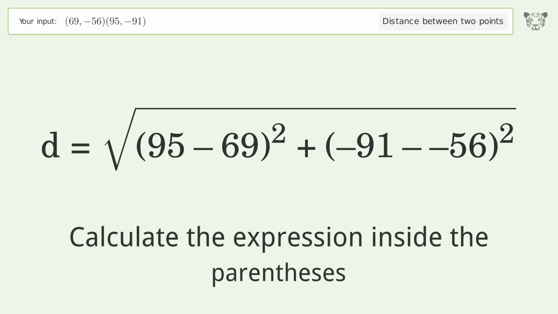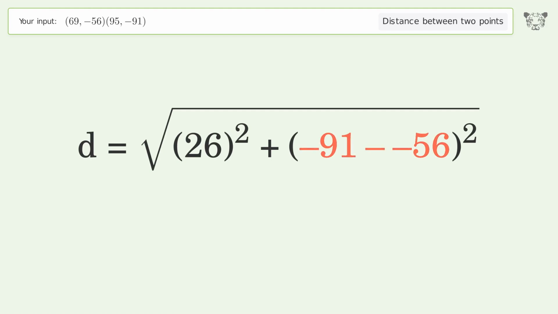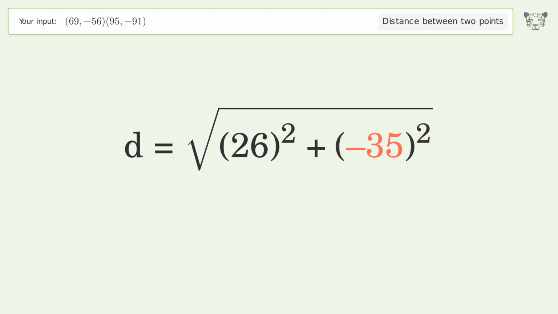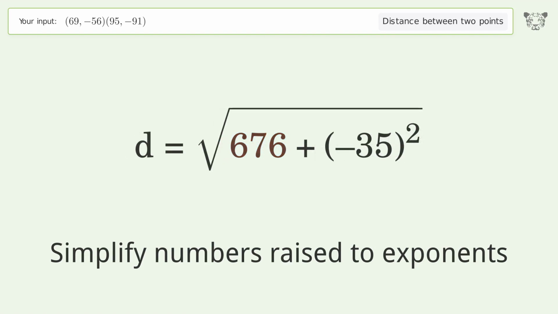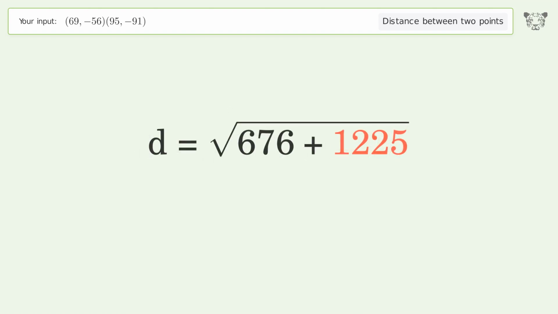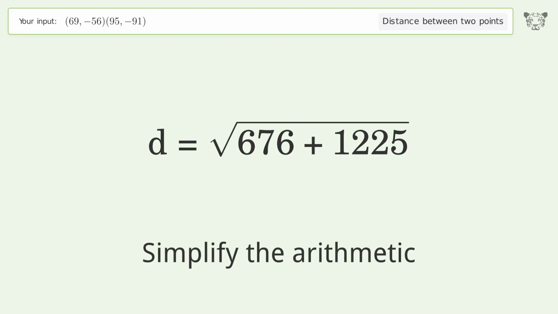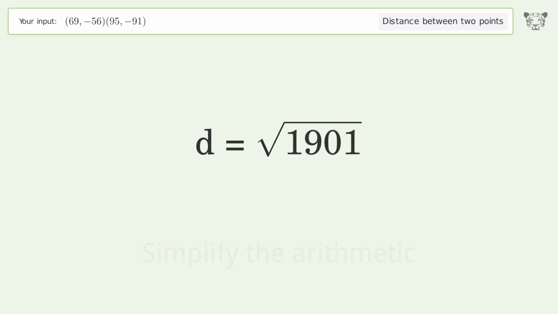Calculate the expression inside the parentheses. Simplify numbers raised to exponents. Simplify the arithmetic. And so the distance between the 2 points is the square root of 1901, or 43.6.